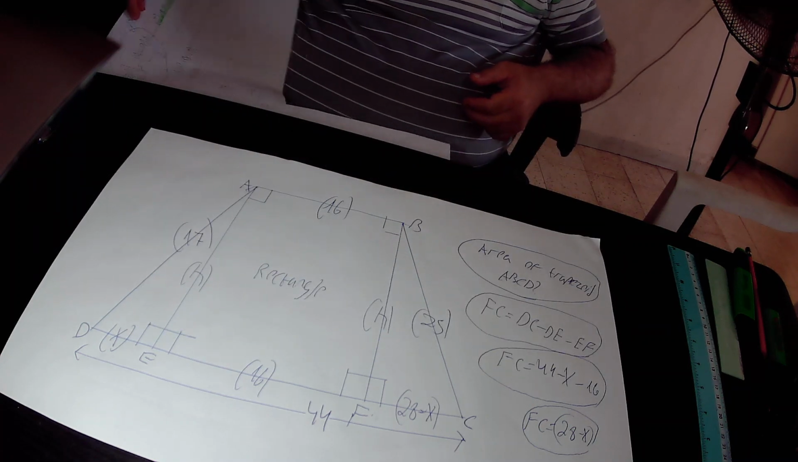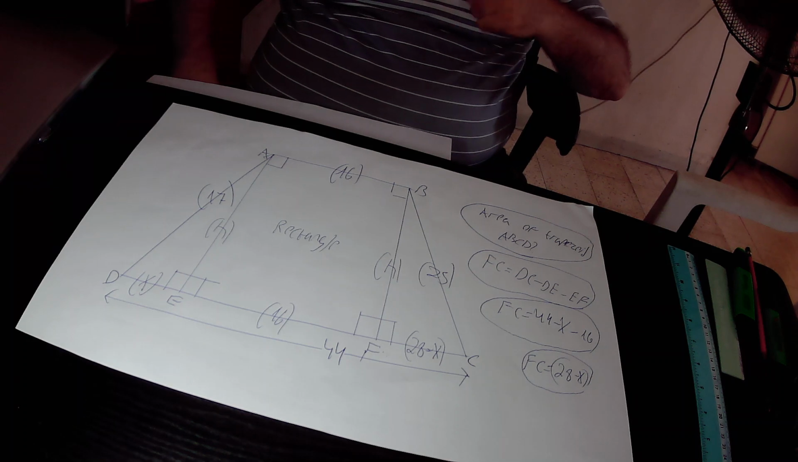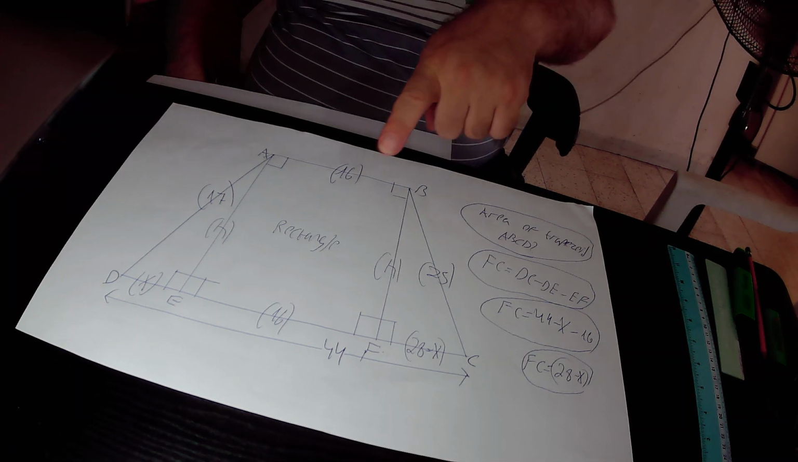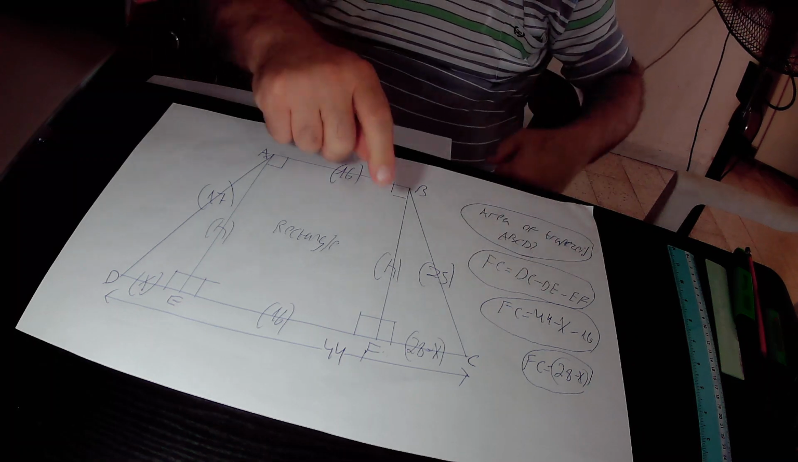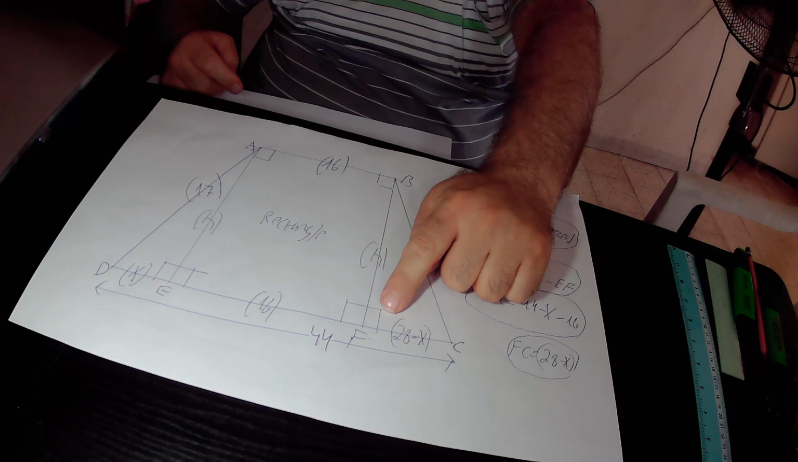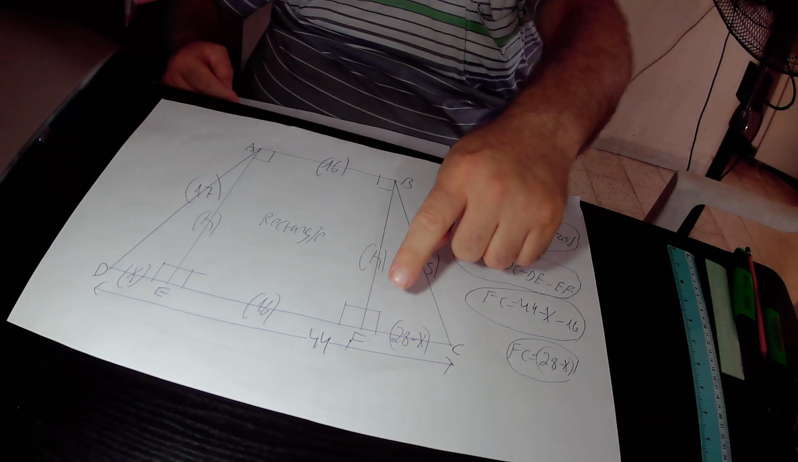In the next step, we did another construction. That is to say, from this point B, we draw a perpendicular to DC. So this angle equals 90 degrees, and this angle also equals 90 degrees according to our construction. We define the touching point of the perpendicular from point B on DC. This point is point F.